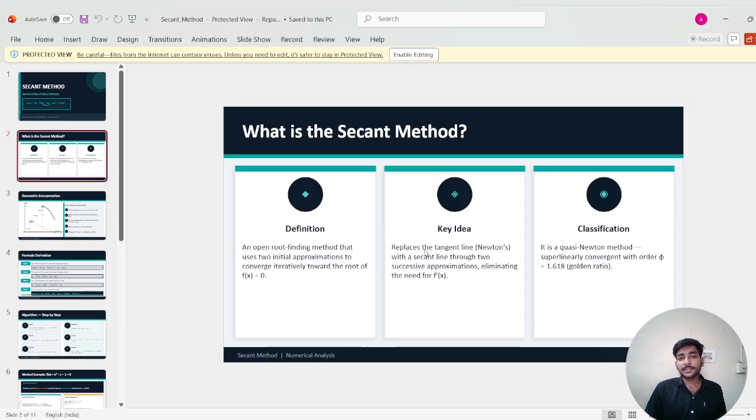The key idea replaces the tangent line of Newton's method with the secant line through the two successive approximations, eliminating the need of f'(x). Means in this we do not need the f dash x derivative. It is a quasi-Newton method, superlinearly converging with the order equal to 1.618.